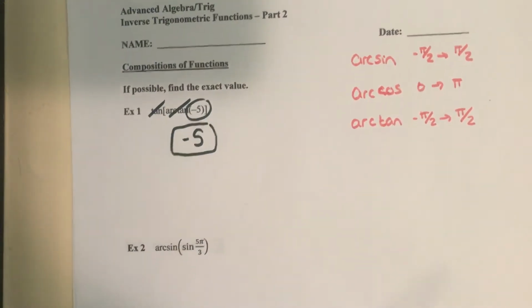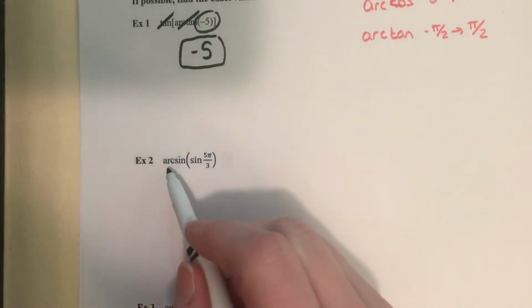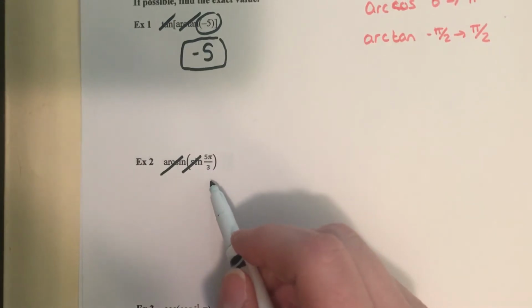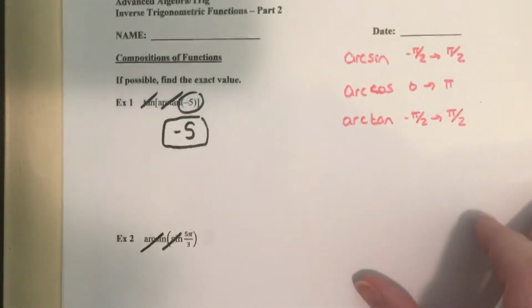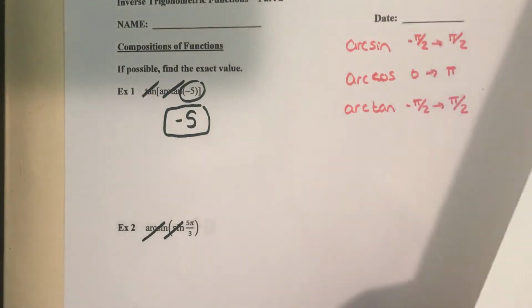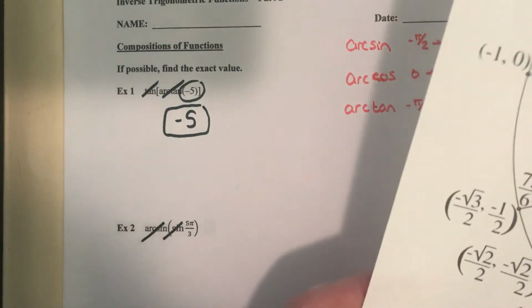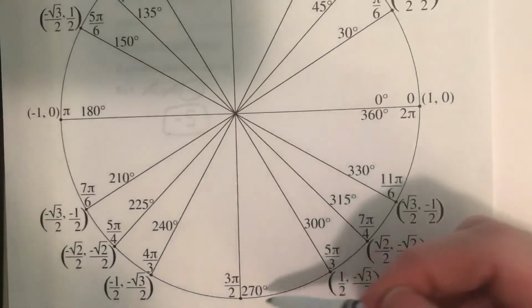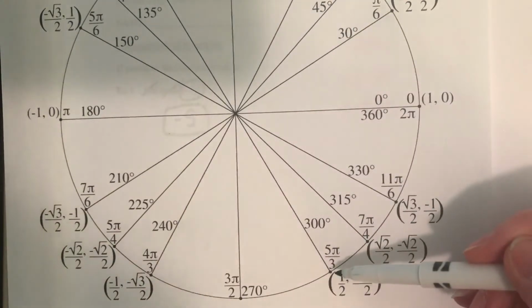So let's take a look at number 2. Arc sine and sine, they would cancel. So 5 pi over 3, as long as that's an answer in our interval, then we're good to go. So let's take a look at 5 pi over 3. If you pull out your unit circle, let's find where 5 pi over 3 is. Okay, 5 pi over 3 is down here at the bottom at 300 degrees. And we're doing sine. So sine goes from negative pi over 2 to pi over 2. So 5 pi over 3 is in that section.